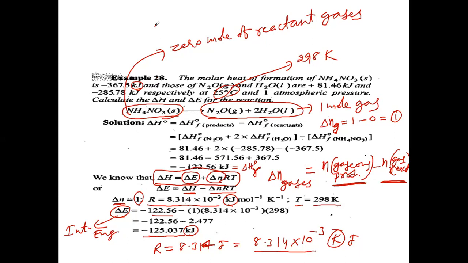Are you able to understand my concept? Yes, sir. So two concepts we discussed now. First, how to calculate delta H of reaction. Second, how to calculate delta E of reaction. In the first reaction, the example we took, enthalpies of formation of products minus reactants, then we got delta H. From delta H, how do we get delta E? Delta E equals delta H minus delta nRT.